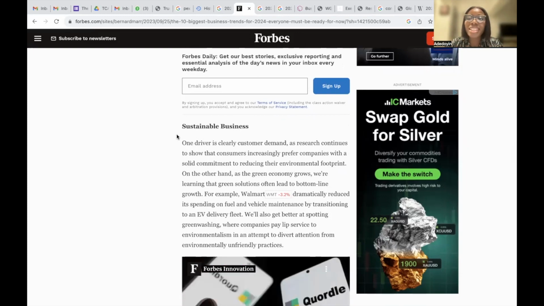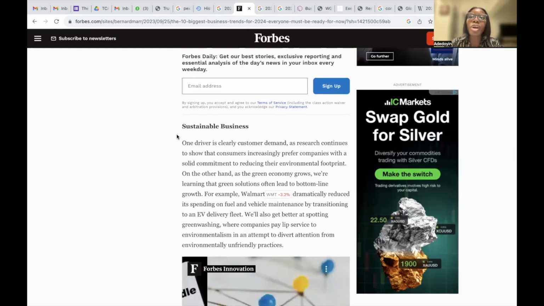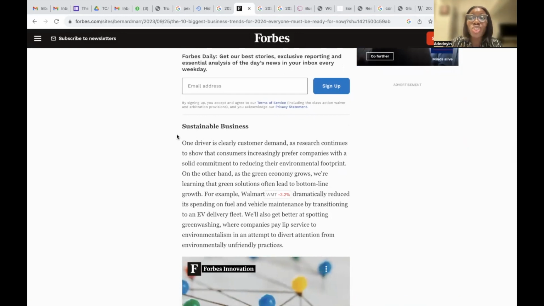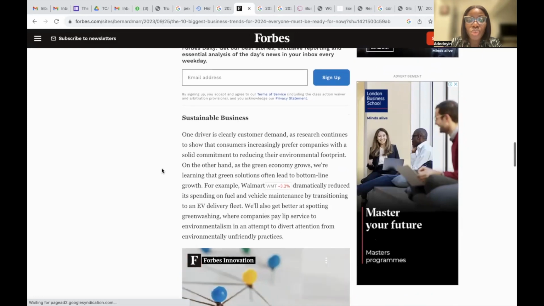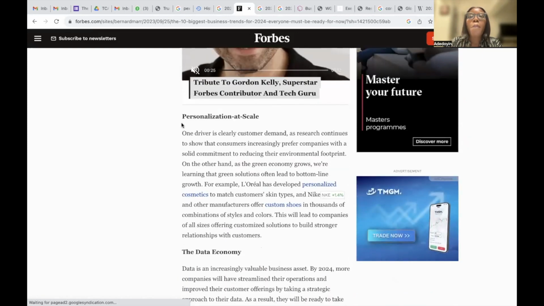How do we communicate ESG in this organization? How do we communicate sustainability? And dare I say, it's not just about communicating it, it's about your organization actually authentically taking these things into consideration. So it's going to be very, very important.